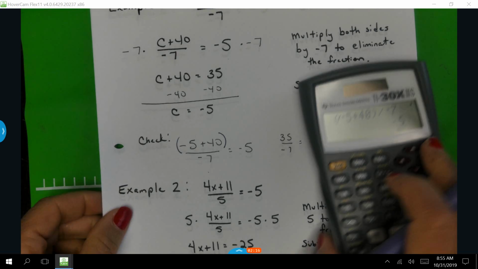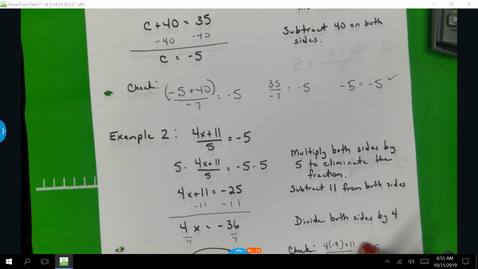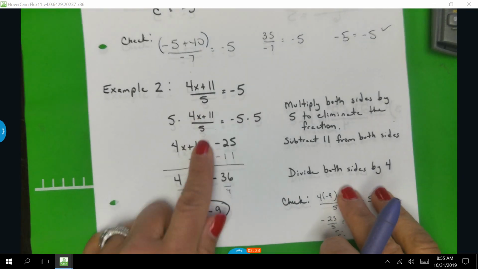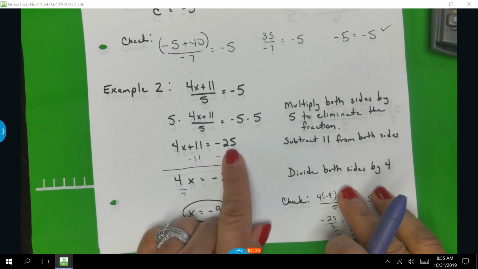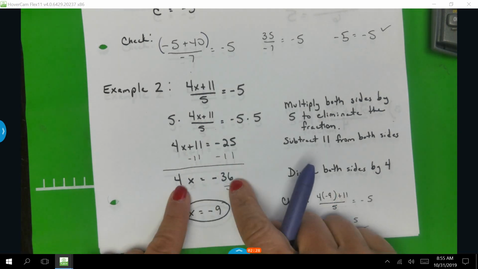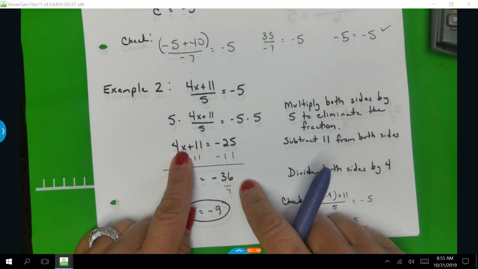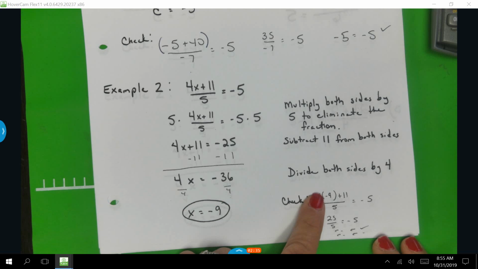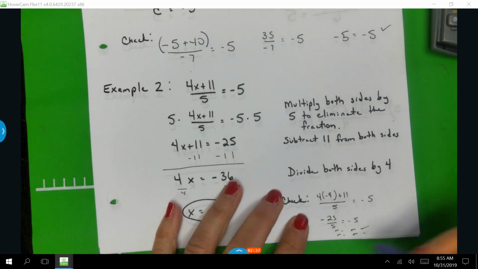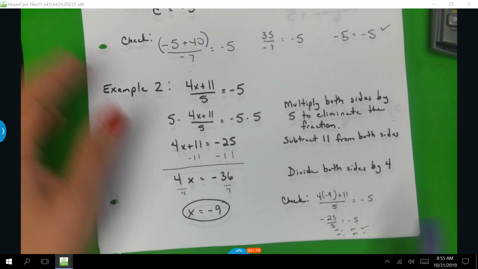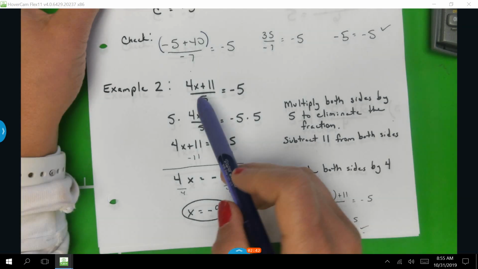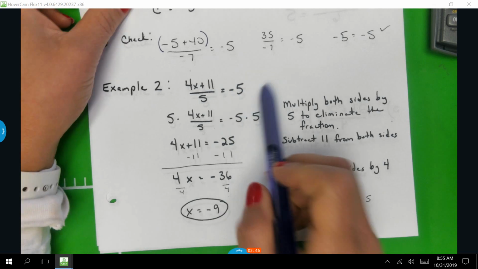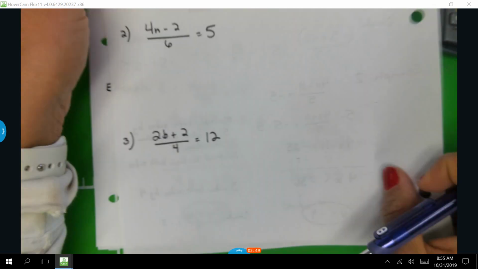Okay. So that is that one. And then example 2, same thing. You multiply by 5 on both sides, which would give you a -25. You subtract 11 from both sides. Now in this case, there's a coefficient on the variable, so you still have to divide by 4 on both sides. So same thing with the check, just be careful. And that said -5 equals -5. Now it doesn't matter if this side has the fraction, because some of your work for today will equal a fraction. You still do it the same way.